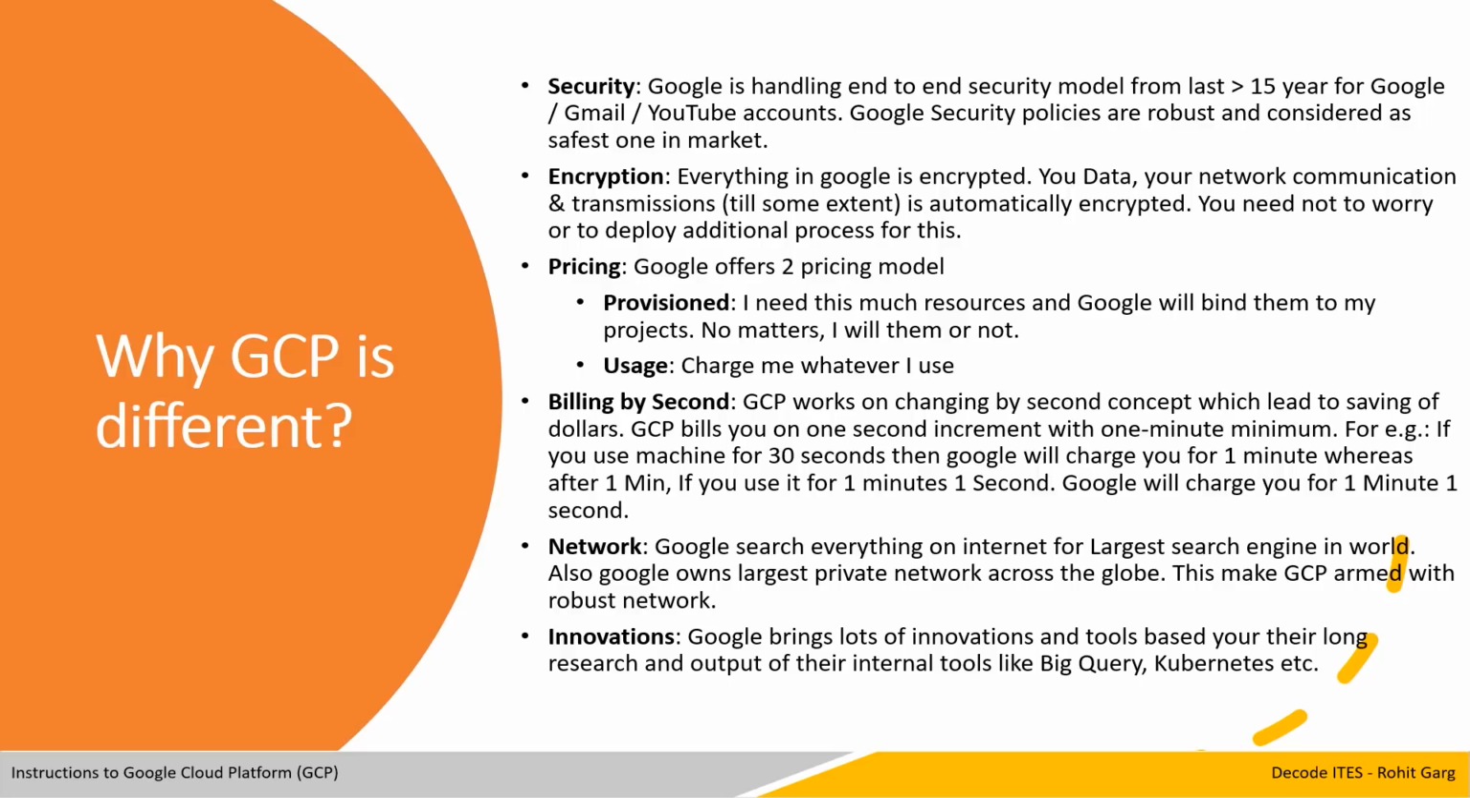Billing by second. This is a unique functionality GCP provides. GCP works on the concept of charging by second, which leads to savings of dollars. GCP bills you in 1 second increments with a 1 minute minimum. For example, if you use your machine for 30 seconds, Google will charge you for 1 minute because the minimum amount is 1 minute. But after that, if you use your machine for 1 minute 1 second, you will be charged for 1 minute 1 second.